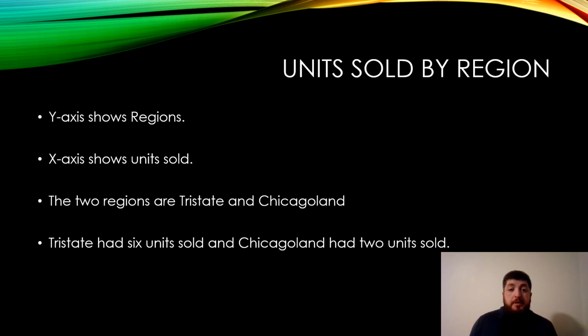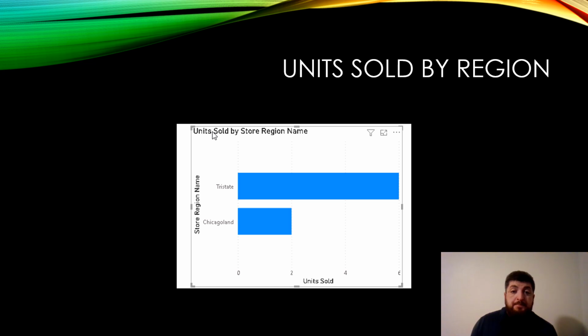And then for units by region, on the y-axis will be the regions. X is always units sold. 2 regions are Tri-State and Chicagoland. Tri-State had 6 units sold and Chicagoland had 2 units. So you can see that one region definitely has more sales than the other.